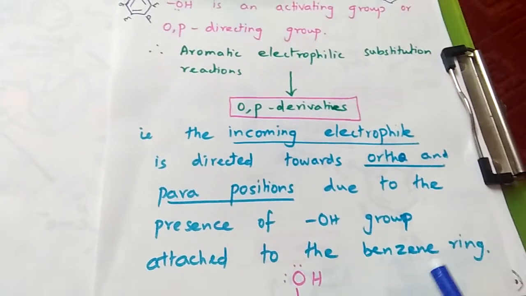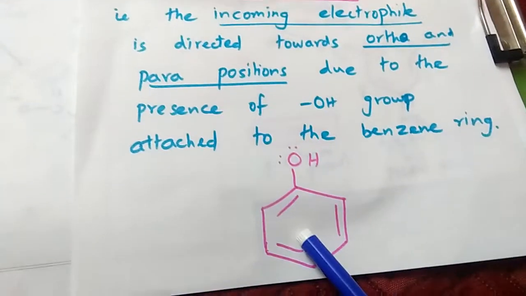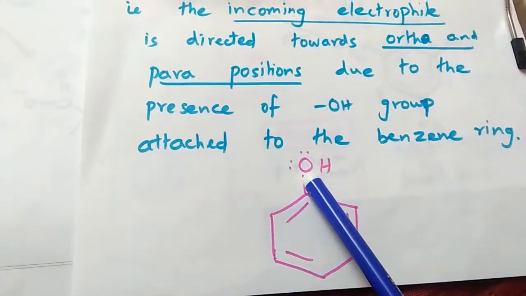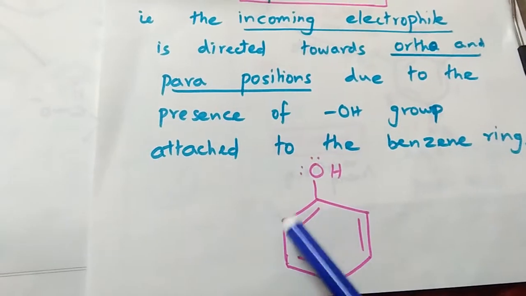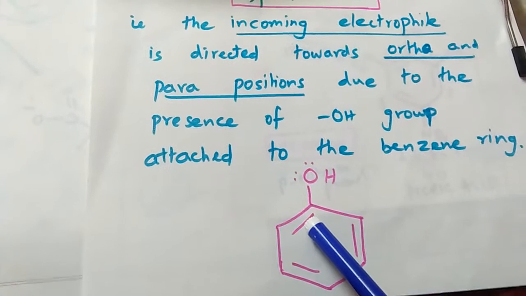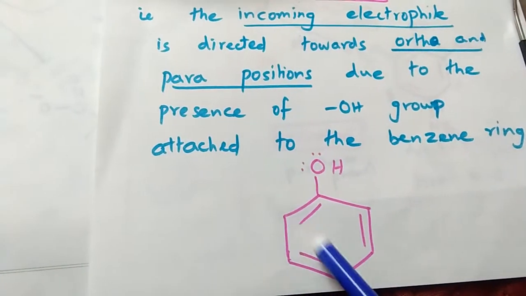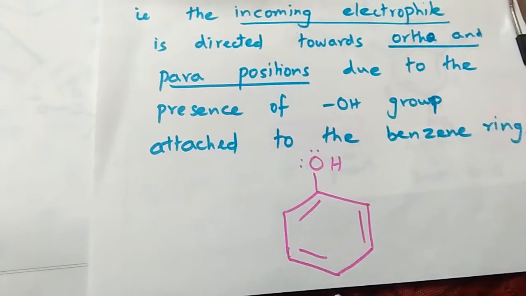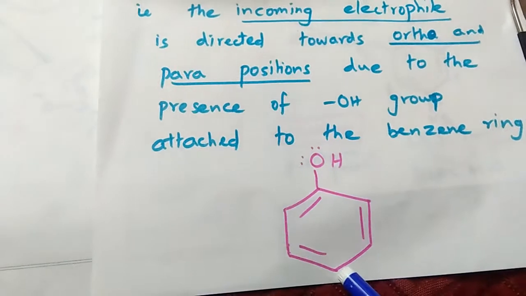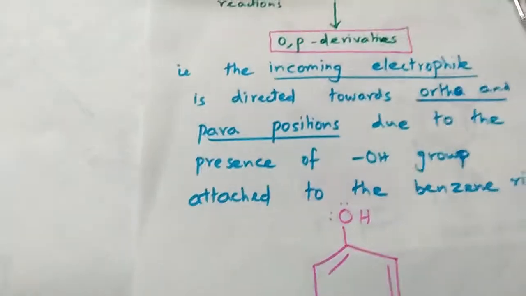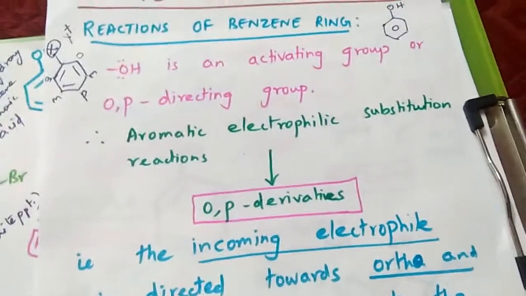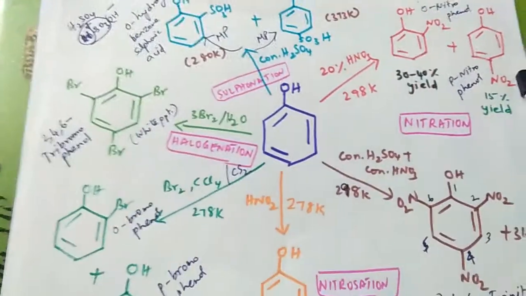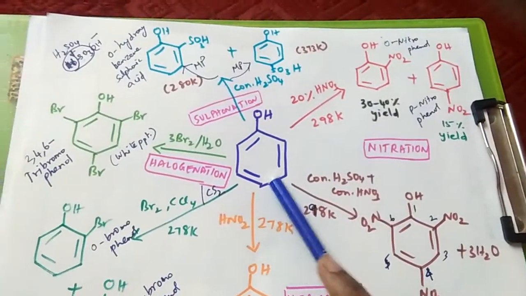Why is the incoming electrophile directed towards ortho and para positions? Because in phenol the oxygen atom of the OH group is electron rich. It has two lone pairs of electrons, which increase the electron density in the benzene ring, at the ortho and para positions. Hence, the electrophilic substitution reaction takes place at ortho and para positions, as the hydroxyl group is an ortho-para directing group. So, these are the reactions of the benzene ring of phenol.